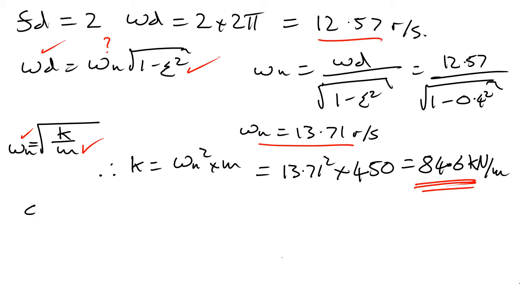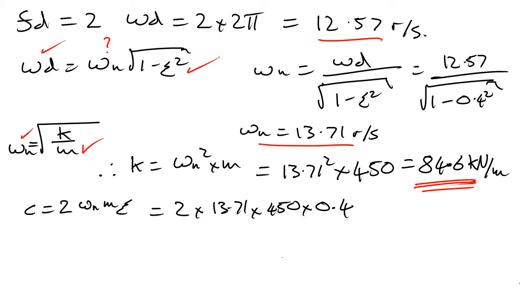And remember, we can also say C equals 2 omega n zeta times the mass. I might not always put them in the same order, but it's the same equation. So our C value is 2 times 13.71 times the mass, 450, times my zeta value, which we said we wanted to be 0.4. So my C value I get as 4.93 kilonewton seconds per meter.